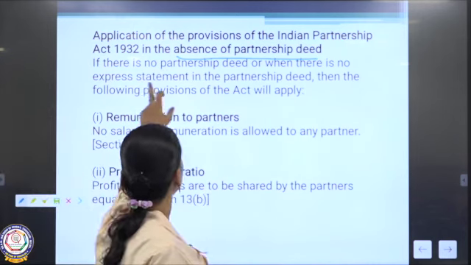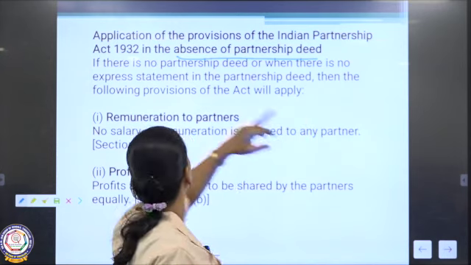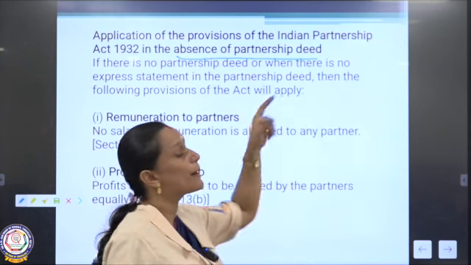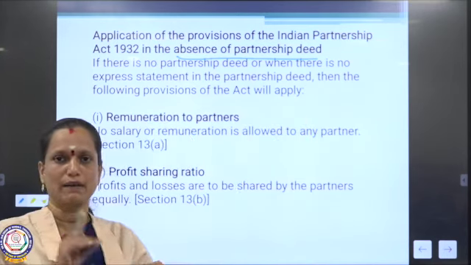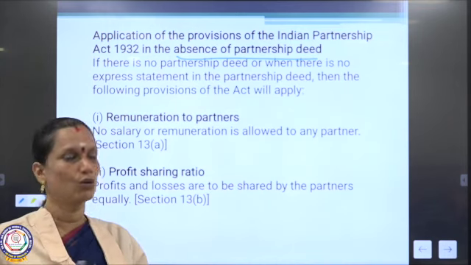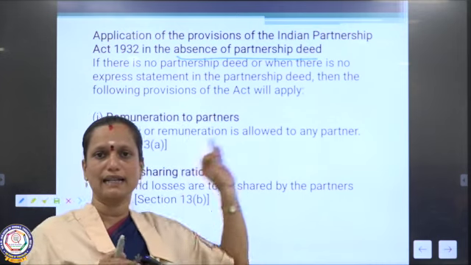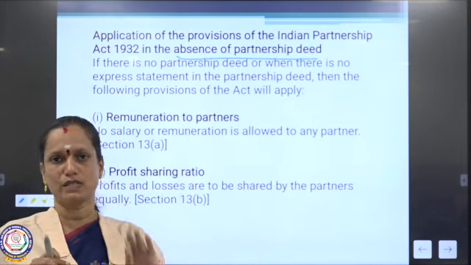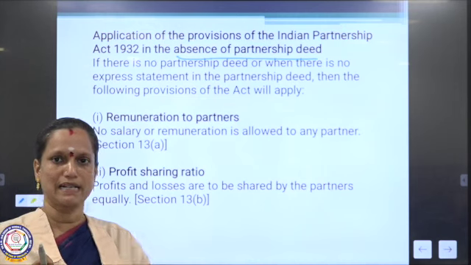When there is no express statement in the partnership deed, then the following provisions of the Act will apply. If you do not mention anything in the partnership deed, you have to follow the Indian Partnership Act 1932. You should apply the rules and regulations of the Indian Partnership Act.